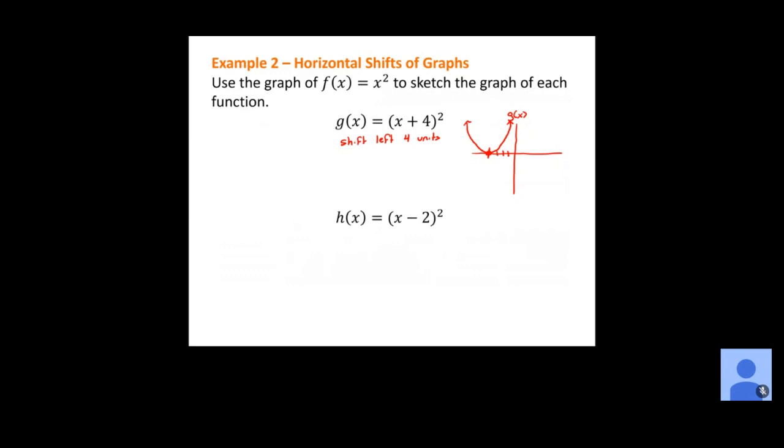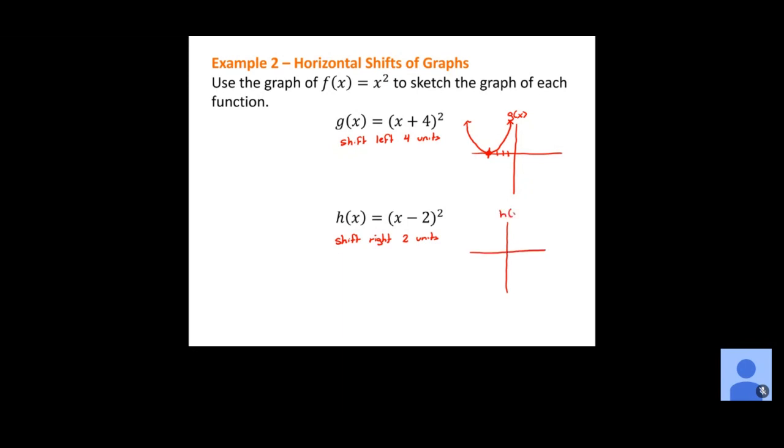Okay, let's look at h of x. So what type of transformation are we going to have for h of x? Good. This time we're going to have another shift. Because it's inside, we know it's horizontal, and a minus is going to shift it to the right 2 units. So then again, we're going to sketch that graph.